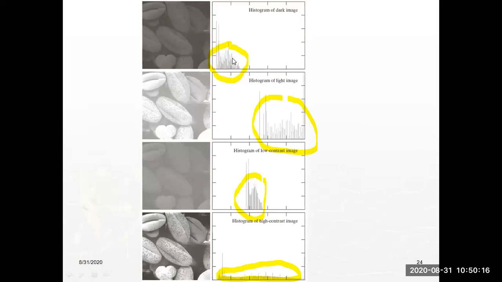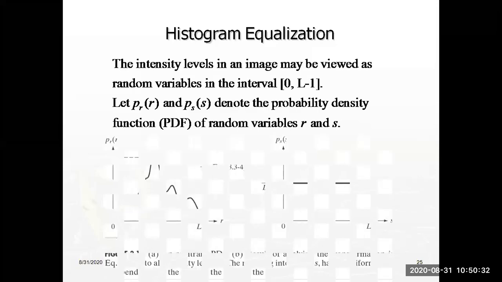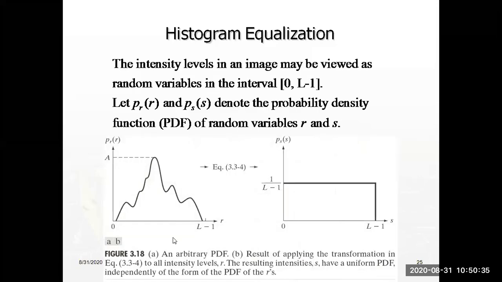Dark images are concentrated completely on the left, light images completely on the right, low contrast in the middle, and high contrast over the entire scale. Now the first topic is histogram equalization, and how it is used for image enhancement. If the input pixel histogram is like this, it will be normalized or equalized like this. We transform it with the help of our previous function.